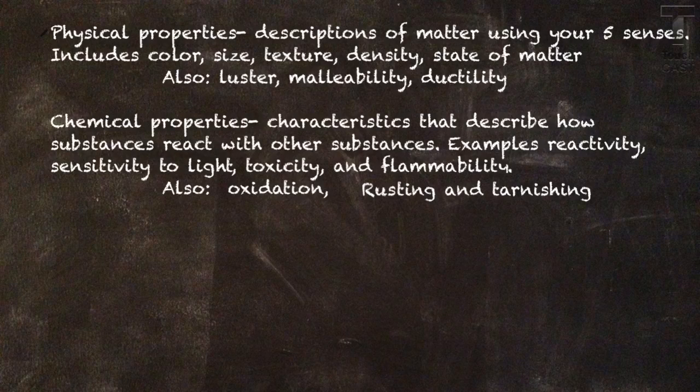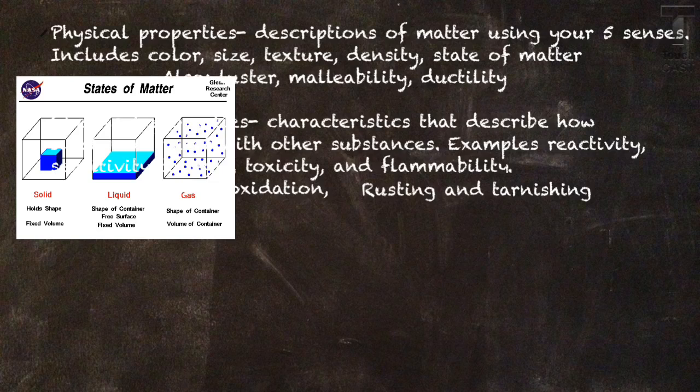Here are our definitions of physical properties and chemical properties. For most of you, you wrote these down on the board in your science class, pre-AP. You may or may not have, so go ahead and write them down if you haven't already. Physical properties are descriptions of matter using the 5 senses. They include color, size, texture, density, state of matter. And then for our chemistry unit, we'll also be looking at luster, malleability, and ductility. And again, don't forget states of matter: solids, liquids, and gases. That's one of our major physical properties.